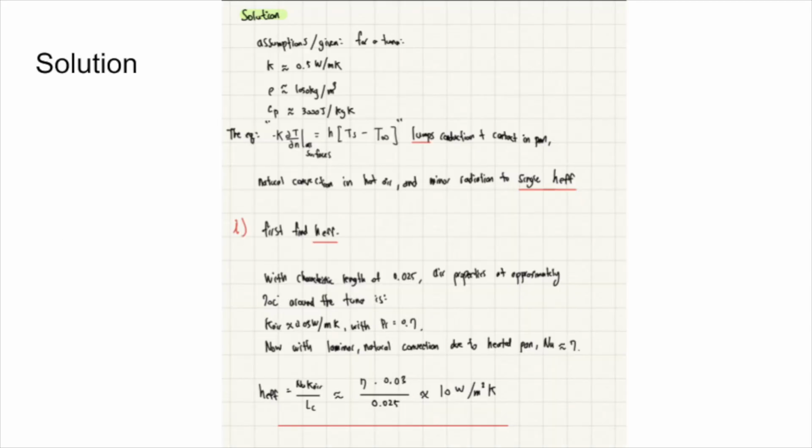Now is the solution. Below are the assumptions made for a tuna, and we also lumped the conduction and convection in the pan, as well as natural convection in hot air and minor radiation into one single h effective value. And to find the h effective value, we use the characteristic length of 0.025 and air properties at approximately 70 degrees around the tuna as the pan is heated. Therefore, we use k value of 0.03, Prandtl number of 0.7, and with the laminar natural convection from the pan, Nusselt number was 7. Therefore, we estimated the h effective value as 10.